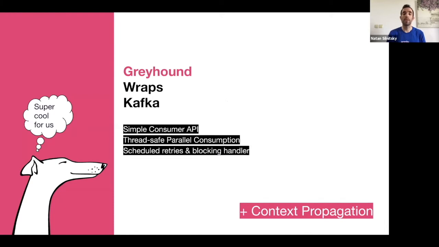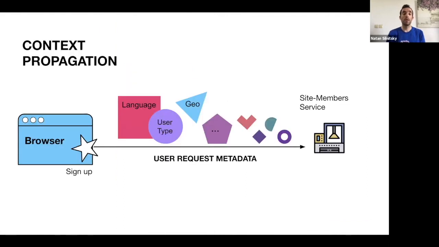Okay, cool. So one last thing for the moment about Greyhound is we have a feature for context propagation that's very important for us at Wix. So you can imagine a use case at Wix where a user, a site visitor, wants to sign up to some site or forum at Wix, a Wix website. So of course, they send an HTTP request over to the site members service.